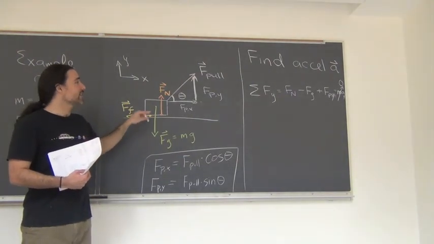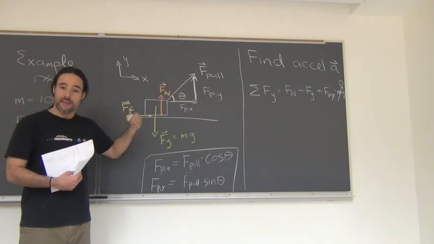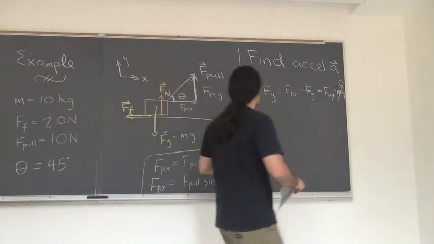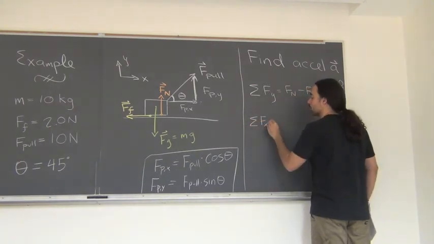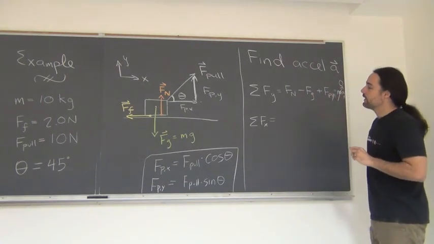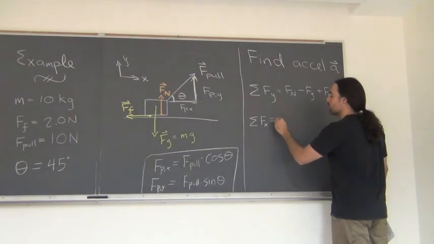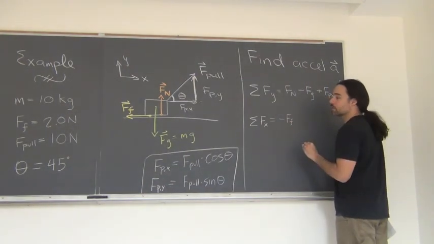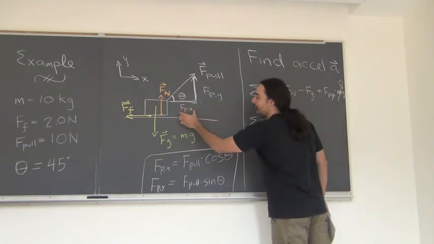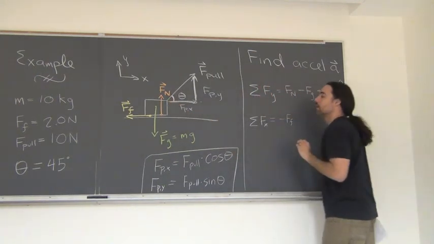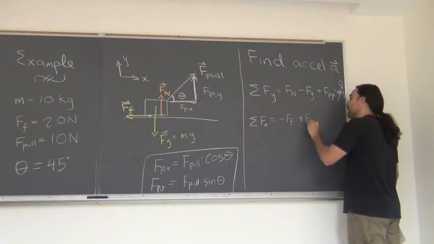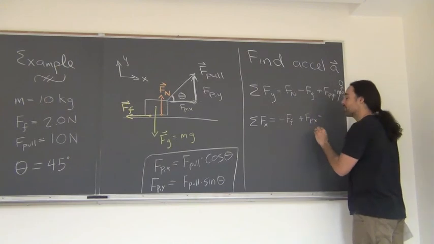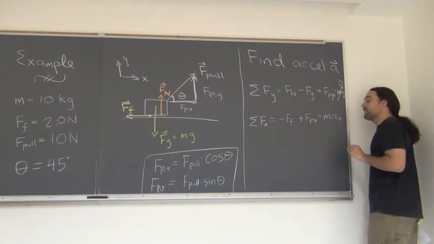But we're actually interested in the acceleration, which is only going to be along the x direction. So what we want to do, the more relevant information for us, is summing the forces in the x direction. And we can see here that those forces would be, let's see, there's a minus from the force of friction, negative force there. And then there's the x component of the force that you're pulling with. So it would be plus Fpx. That would have to equal the mass times the acceleration in the x direction.